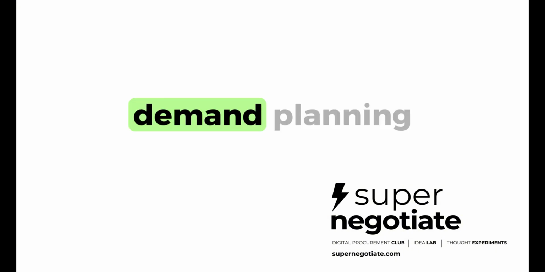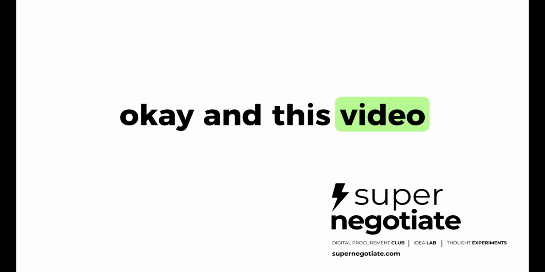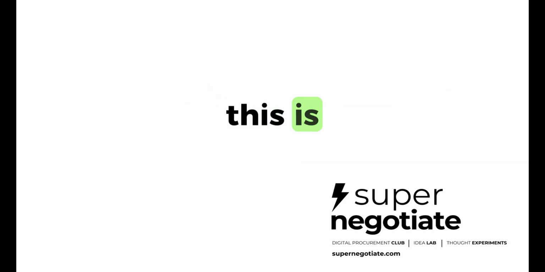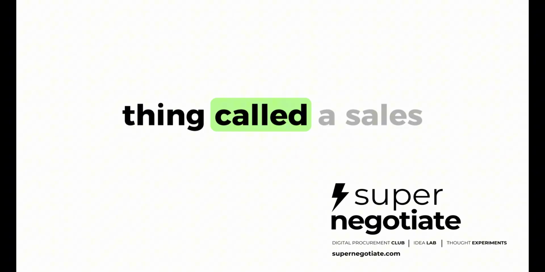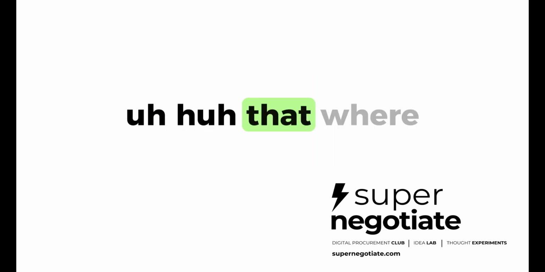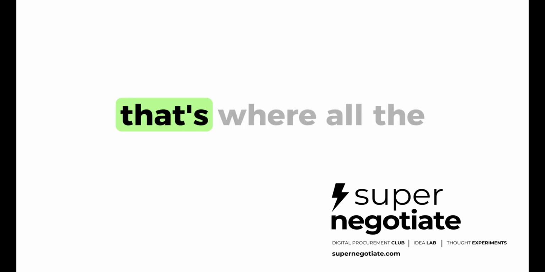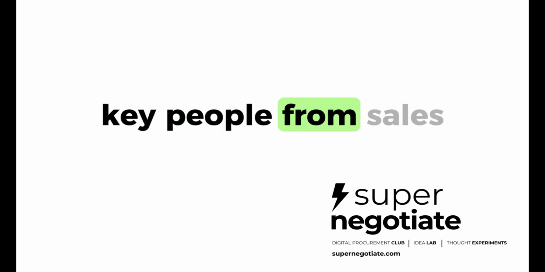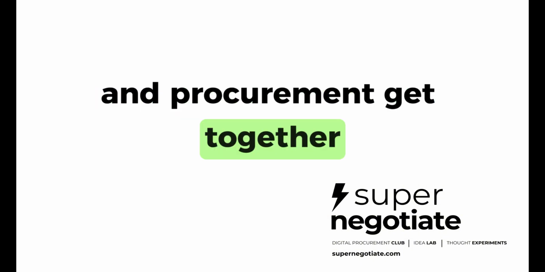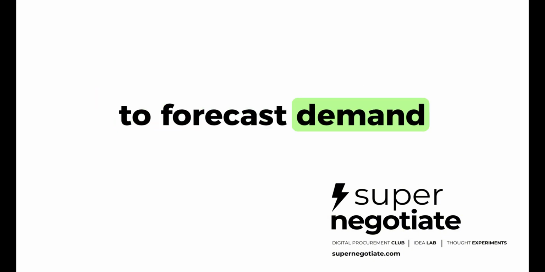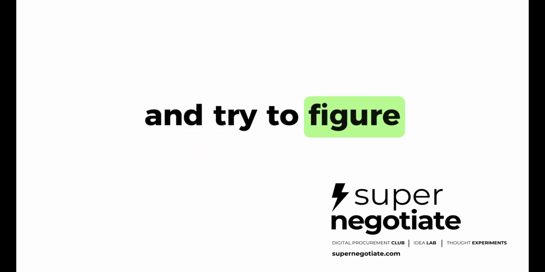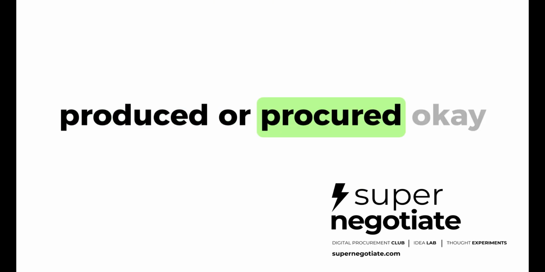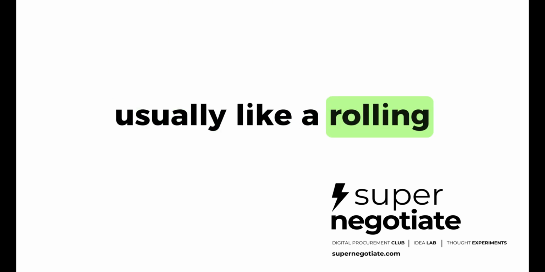It all starts with demand planning. And this video really emphasized how crucial this is for getting the whole procurement process going in the right direction. They kept mentioning this thing called a sales and operations planning meeting. Is that where the magic happens? Yes, precisely. That's where all the key people from sales, operations, and procurement get together to forecast demand. They look at historical data, market trends, sales projections, and try to figure out what needs to be produced or procured over a certain period, usually a rolling 3 to 6 months.